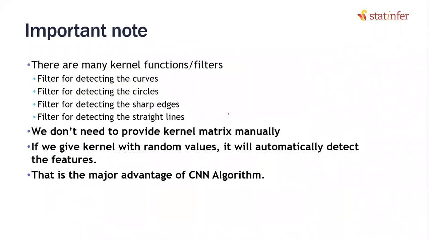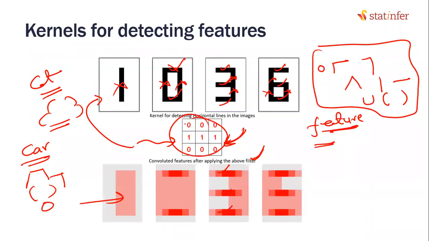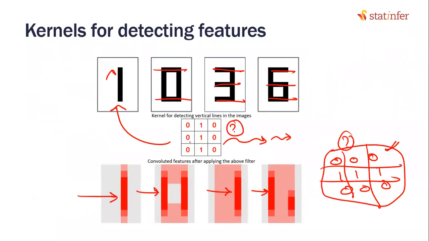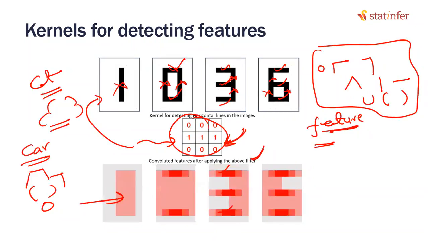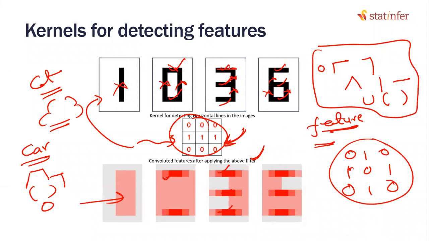There are so many kernel matrices, so many filters that you can think of. There are filters for detecting curves, and filters for detecting circles. That means if you change the values, circles will be highlighted. Like here, with these values vertical lines are highlighted, and with these values horizontal lines are highlighted. With a different kernel matrix value, circles will be highlighted, and with some other value, the sharp edges will be highlighted.